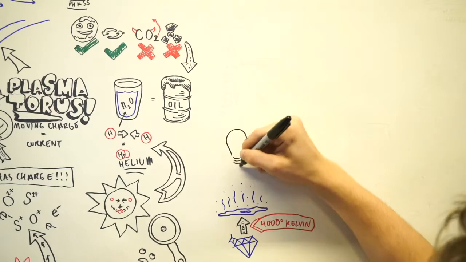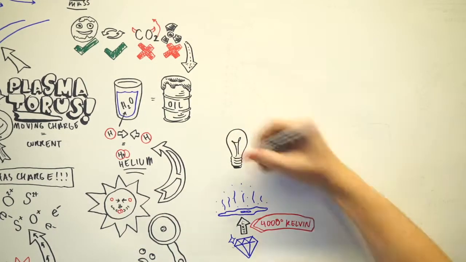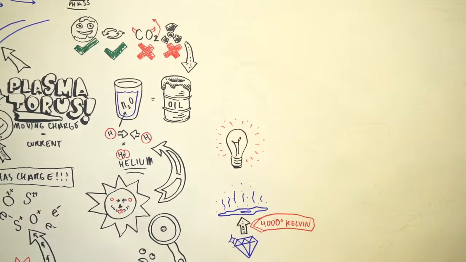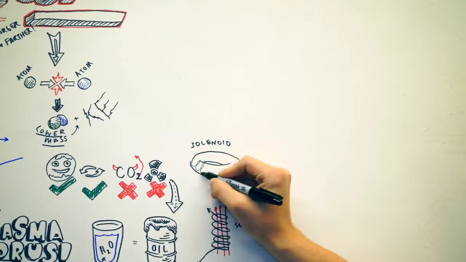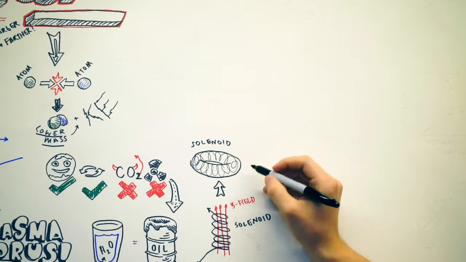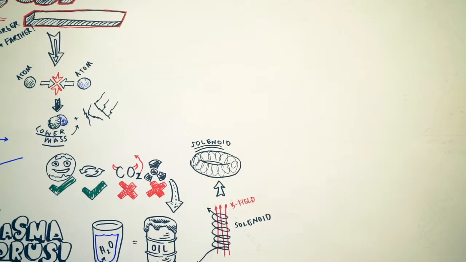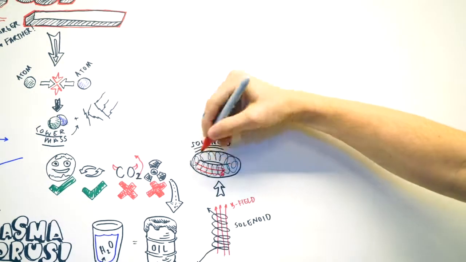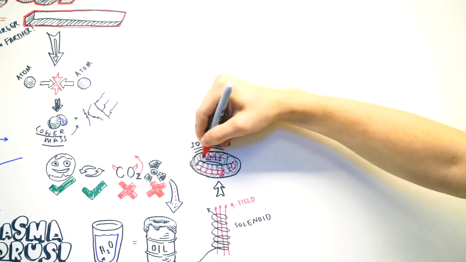To hold the plasma in place, we can use a magnetic field in a vacuum. To do this, we start by imagining an infinitely long solenoid to direct a straight magnetic field through a tube. In order to make this tube finite, we can twist the solenoid into a loop, resulting in a torus structure.